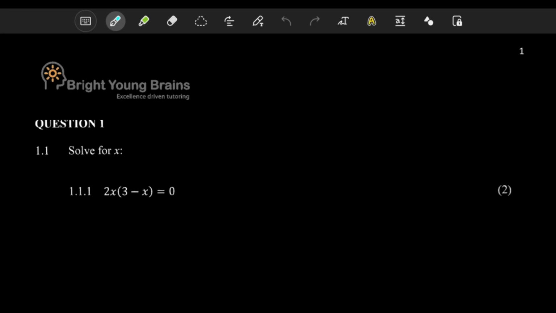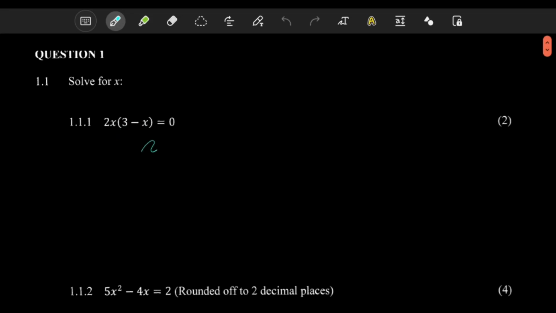Anyway, so it says here solve for x, right? So when solving for x, we know that this expression has already been factorized. So already we know that 2x is either going to be equal to 0 or 3 minus x is going to be equal to 0. The reason for doing this is because you're multiplying two values. The only way that this expression is going to be a 0 is if this is the 0 or if this is the 0, because 0 times anything will always give you a 0. So potentially this could be a 0 or this could be a 0.